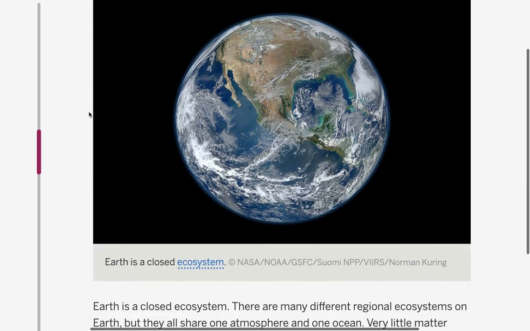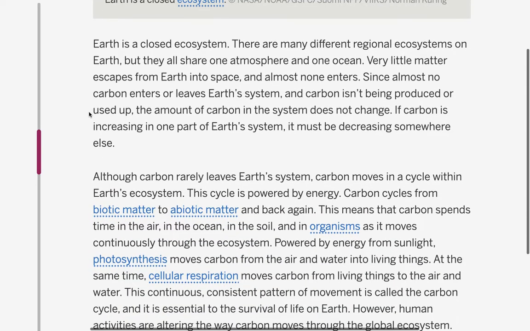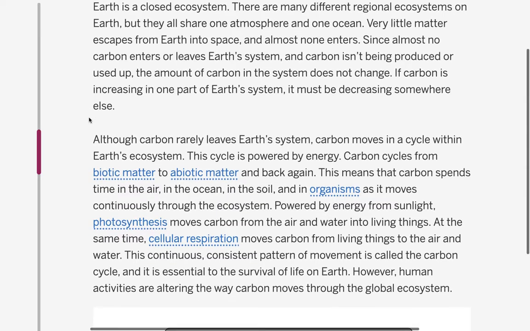The carbon cycle. Earth is a closed ecosystem. There are many different regional ecosystems on Earth, but they all share one atmosphere and ocean. Very little matter escapes from the Earth into space, and almost none enters. Since almost no carbon enters or leaves Earth's system, and carbon isn't being produced or used up, the amount of carbon in the system does not change. If carbon is increasing in one part of Earth's system, it must be decreasing somewhere else.